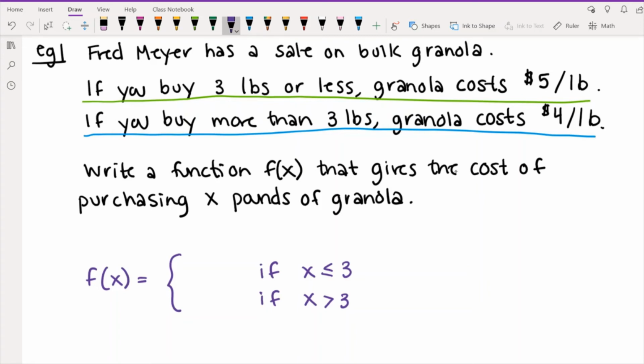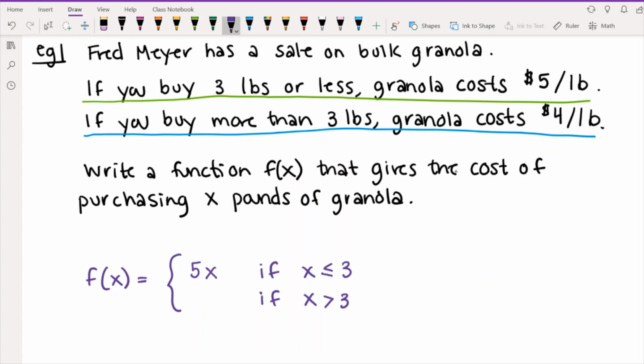So if granola costs $5 per pound and you're buying X pounds of granola, that means that you're going to multiply 5 with the number of pounds. Right? For example, if you buy 2 pounds of granola, you would do 2 times 5, which is 10.